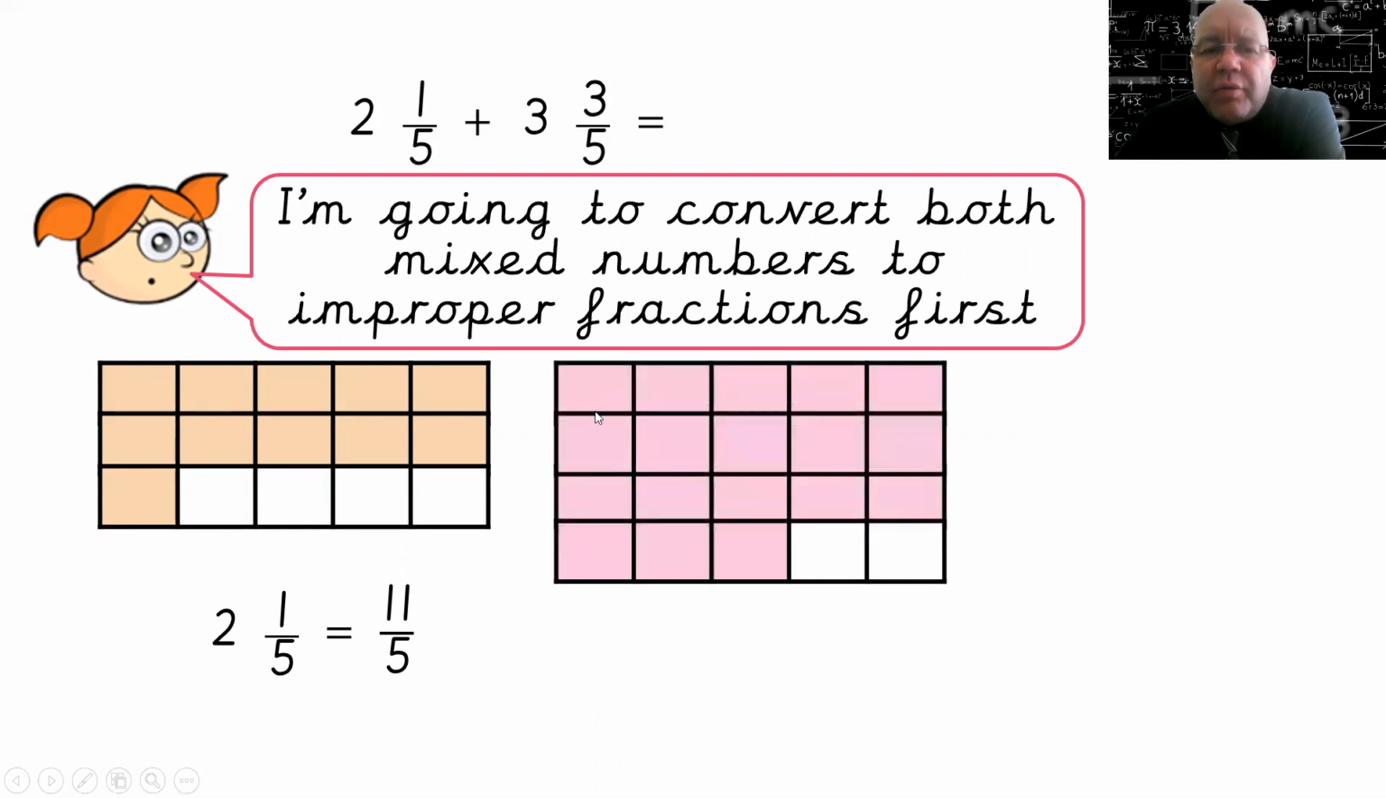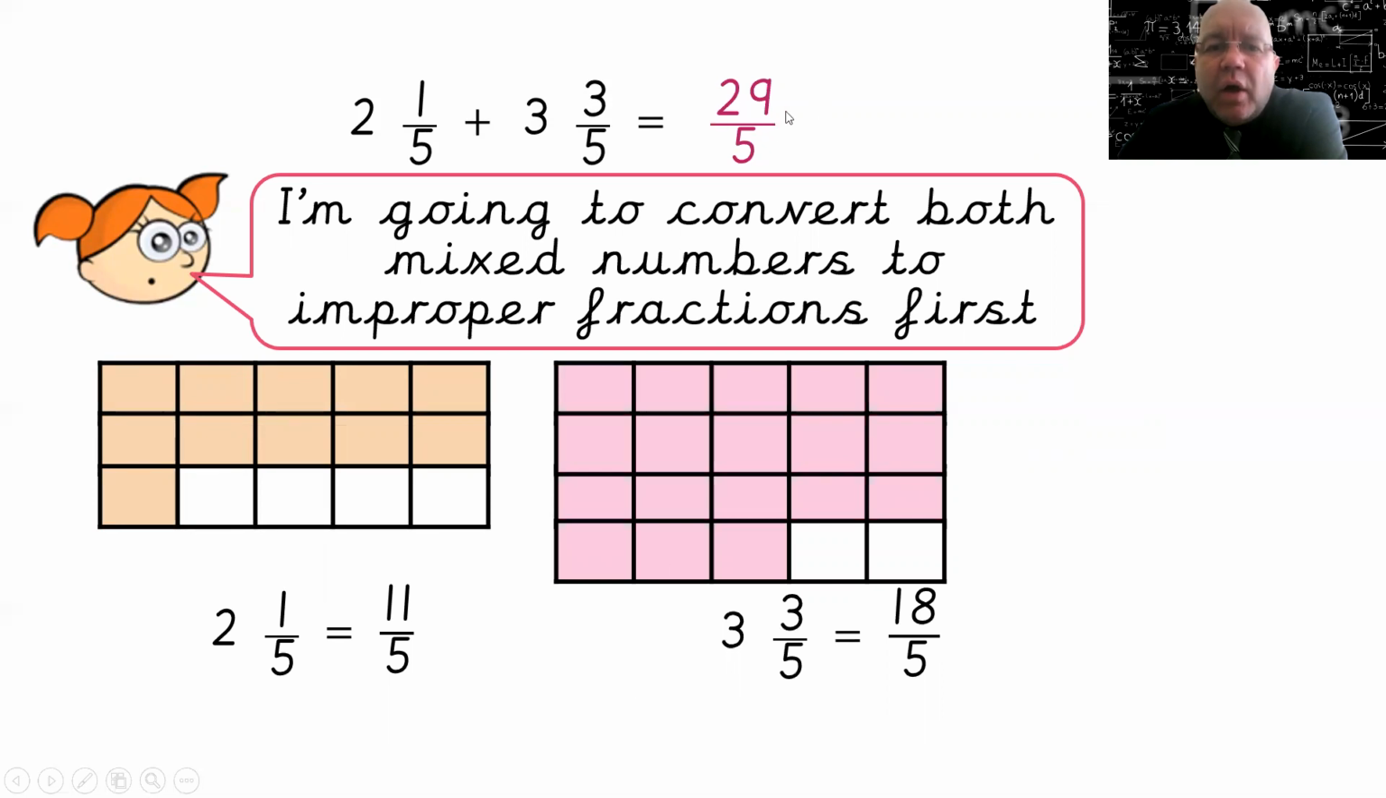Now here's our 3 3/5. So you can see we've got 3 complete rows and then 3 individual fifths there. And it's the same as saying 3 lots of 5/5 because 5/5 is a whole one. So we've got 3 lots of a whole one plus 3/5, which is 15 plus the 3, 18/5. Okay, so our 2 1/5 is the same as 11/5. Our 3 3/5 is the same as 18/5.